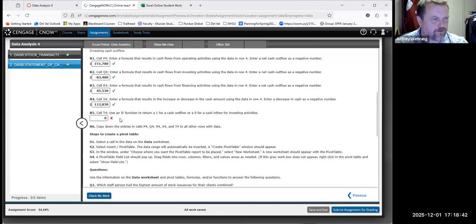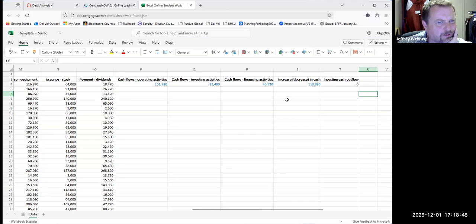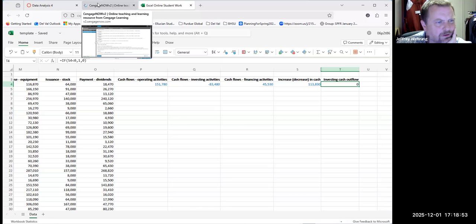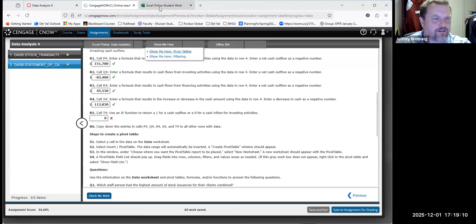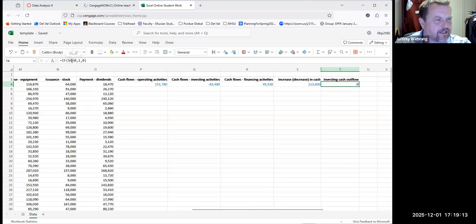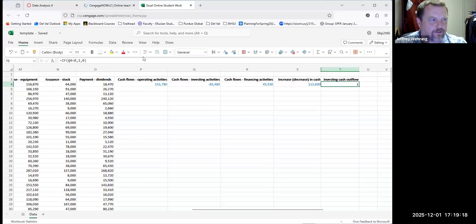Use T4, use an if statement to return a 1 for a cash outflow or a 0 for a cash inflow. Cash outflow. Oh, look at this, for investing activities. Oh my goodness. See, that's why you have to read carefully. It's just looking for investing activities. Okay, there we go. So it's just looking at this Q column.